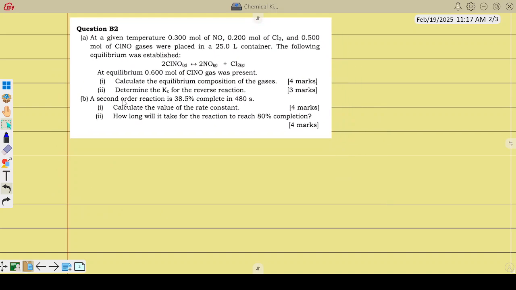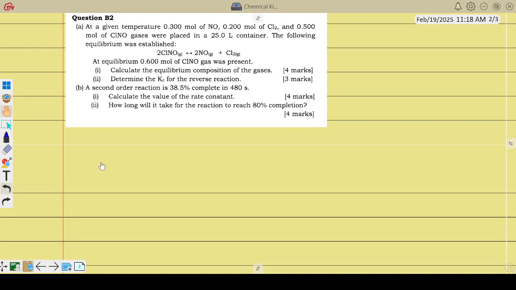So question B. This one was a nice one. After chemical kinetics, it's chemical equilibrium, where we'll dive into these very nice things. A second order reaction is 38.5% complete in 480 seconds. We're back to the percentages. Calculate the value of the rate constant. How do you find the value of the rate constant?